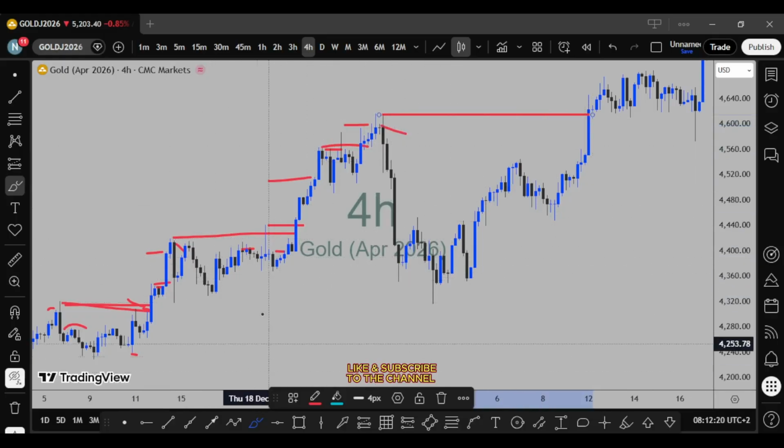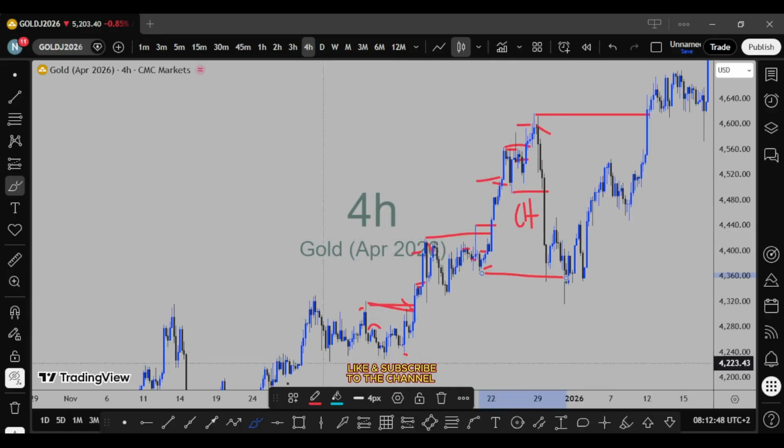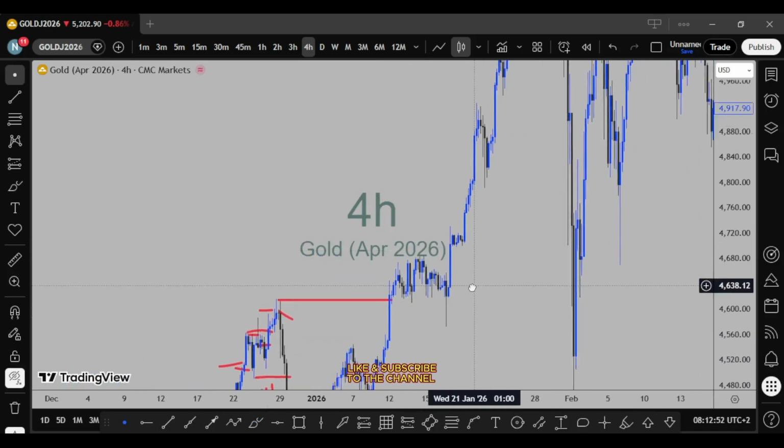Let's come down, okay? Left, right, we break. So in this case, this is what we call CHoCH, change of character. No wonder, if you remember, I told you we can confirm at least we have two structures which were broken. So we also have it here, left, right, break. But in this case, the market was in a bullish market. That's the reason why it went up. So we continue.